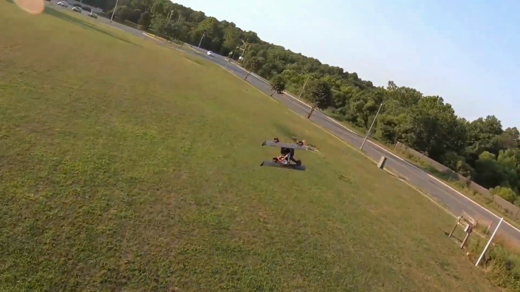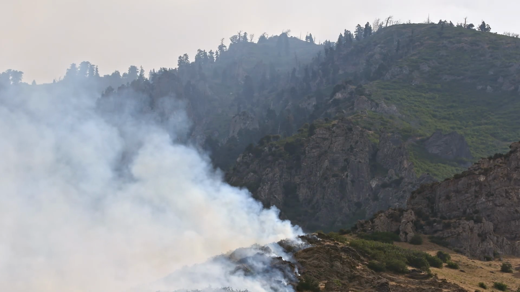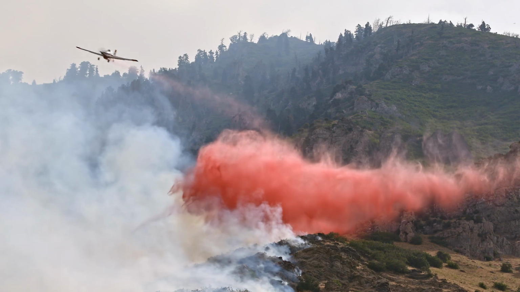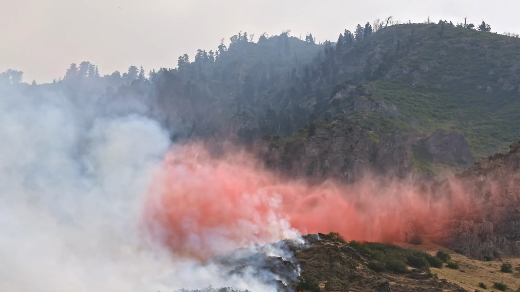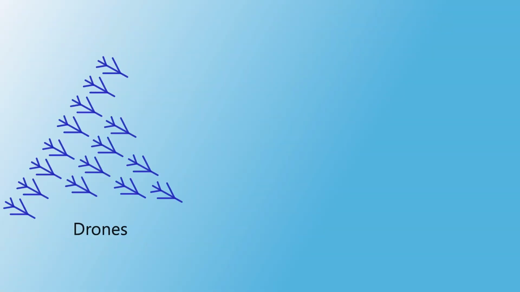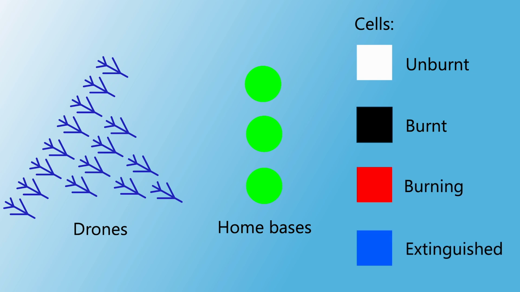Of course, there are limitations to using drones, like low water capacity and range compared to traditional air-based methods. But still, they could suppress small fires and be used to protect high-priority areas. The simulation is composed of drones, home bases, and a grid of cells which include unburnt, burnt, burning, and extinguished.